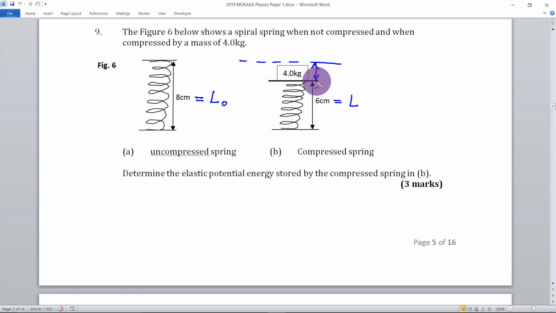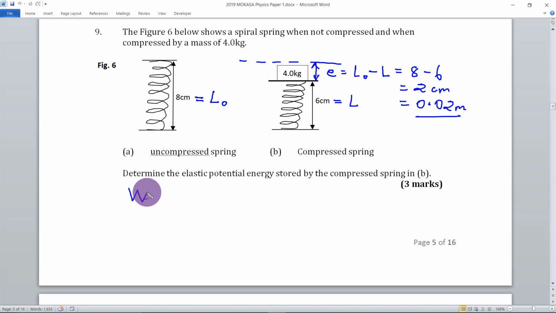In order to get this compression, which we are going to call E, in this case, it will be the original length minus the new length. The original length was 8 centimeters. The new length is 6, and we get a compression of 2 centimeters, and this is 0.02 meters.